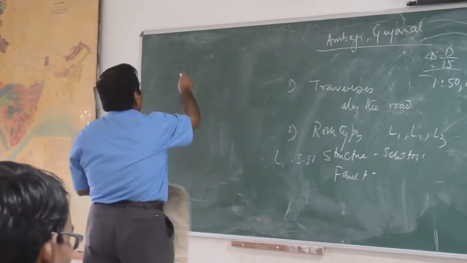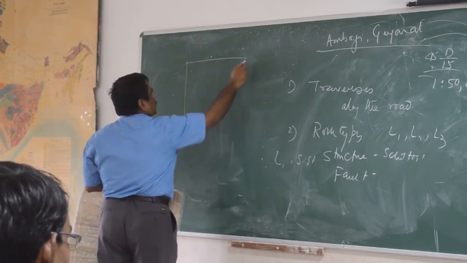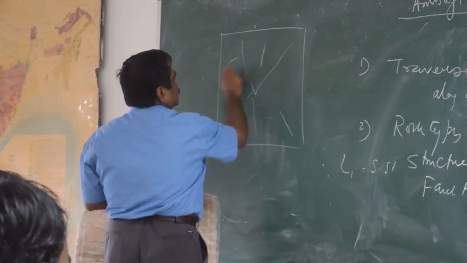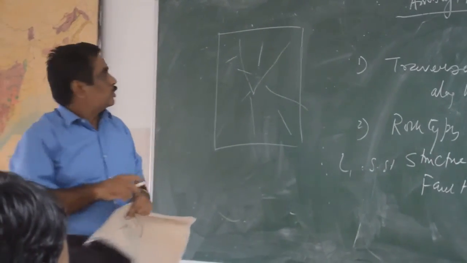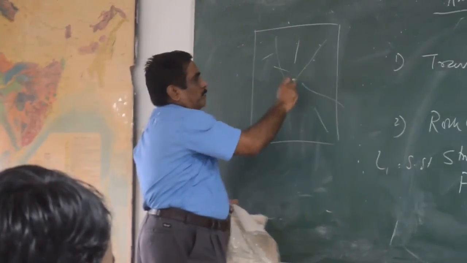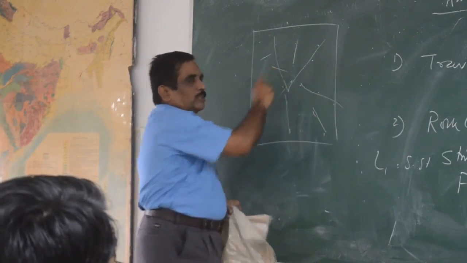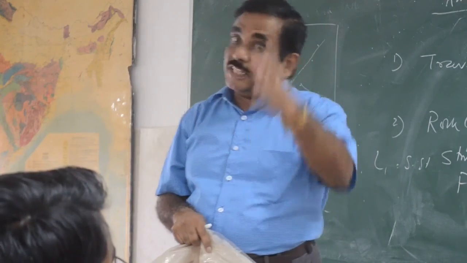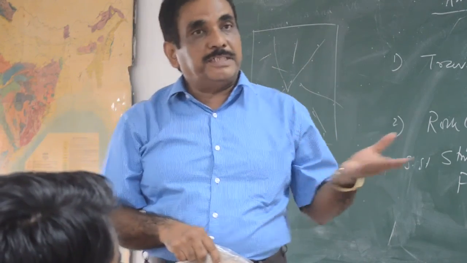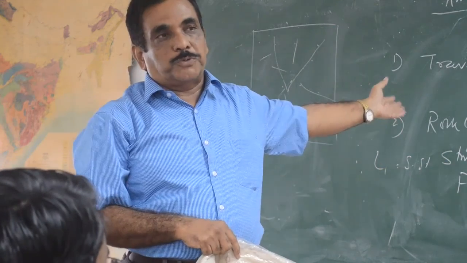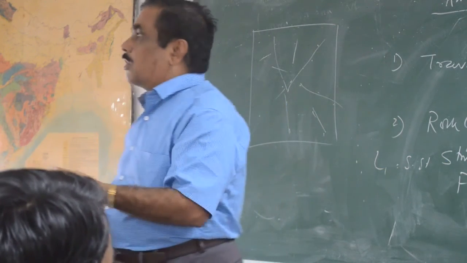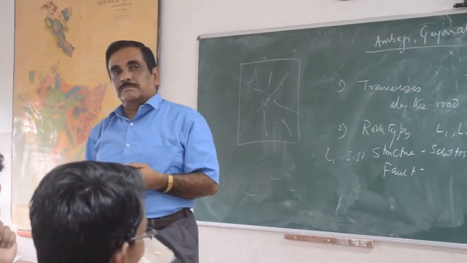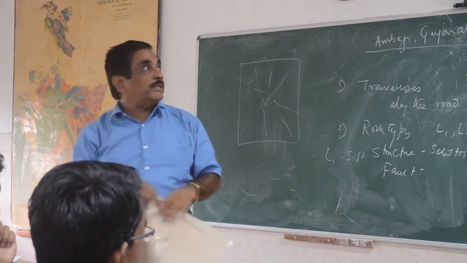Suppose this is your top sheet. You have so many roads like this, going here and like this. If you have data everywhere, you will have a rough, generalized idea. What rocks are present in this area? What is the general trend of the rocks? Is there any fault there? All those things, you will get a broad idea.